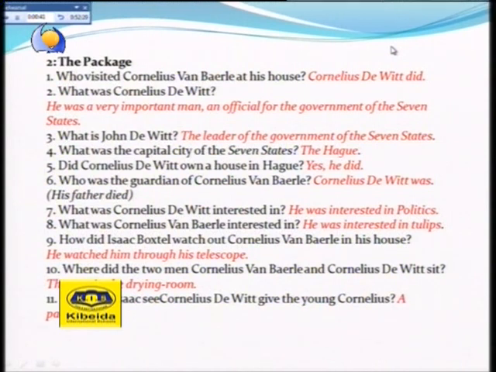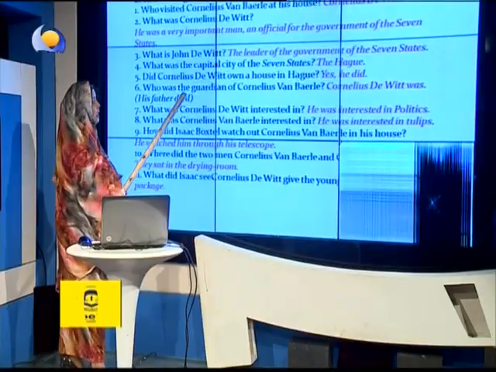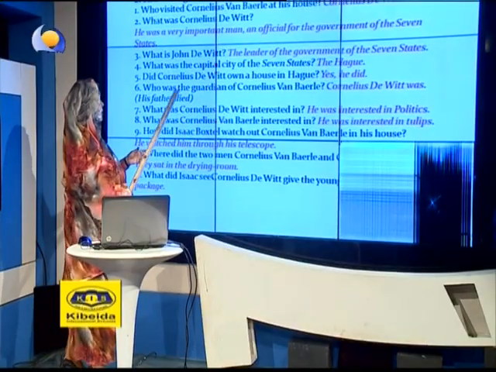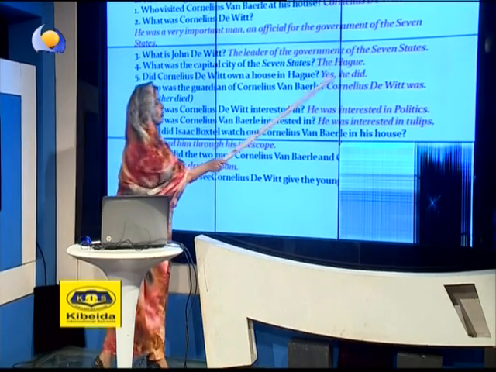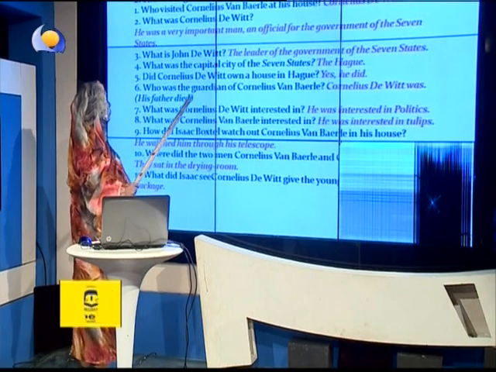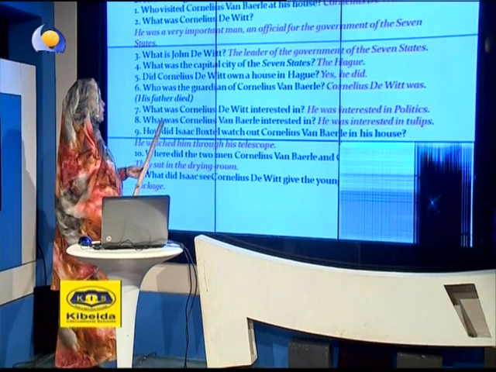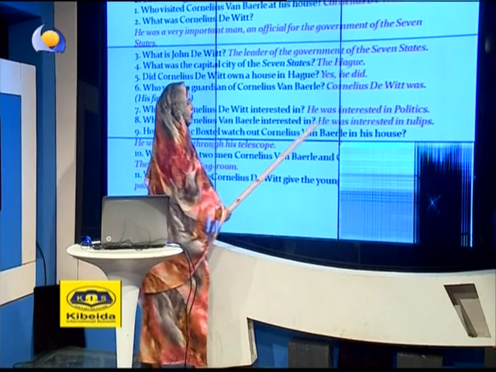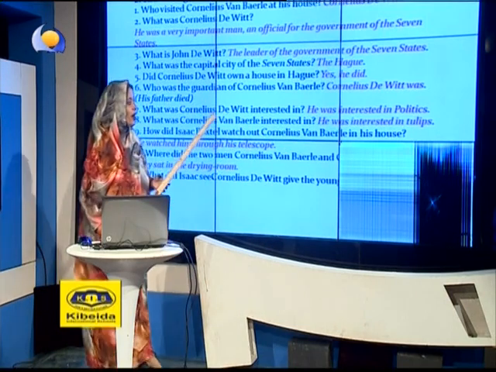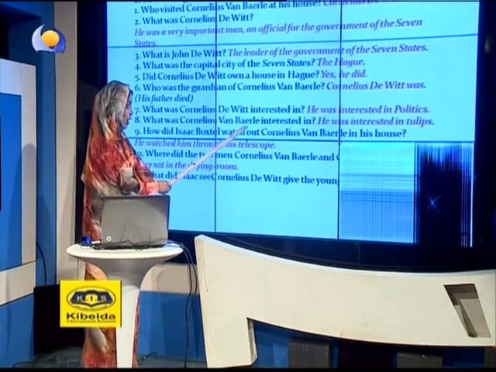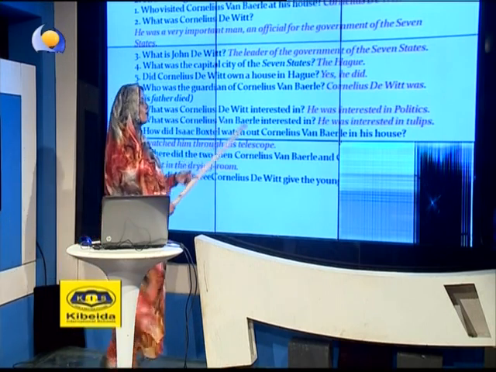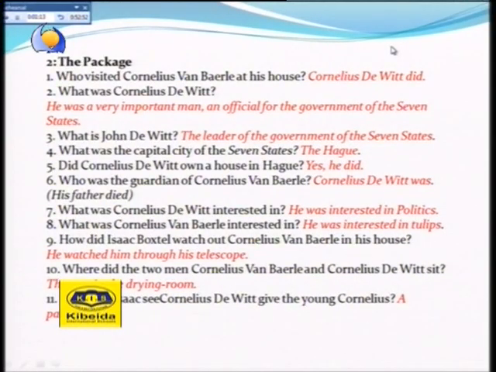Okay, what was the capital city of the 7 states? It was The Hague. Did Cornelius DeWitt own a house in The Hague? Yes. Who was the guardian of Cornelius Van Baerle? Cornelius DeWitt was, because his father died. What was Cornelius DeWitt interested in? He was very much fond of and interested in politics. What was Cornelius Van Baerle interested in? Our young friend was much interested in growing tulips, but his guardian was interested in politics.